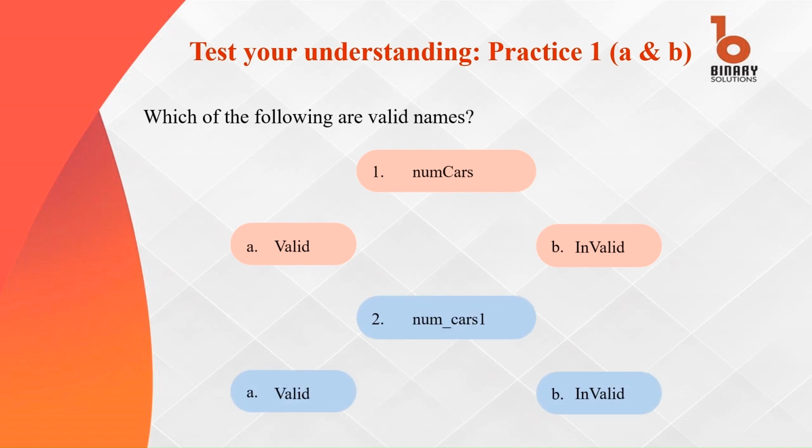Now let's move on to the next one. Check out this identifier, numcars1. Is it valid in Python? Take a moment to recall the naming conventions we discussed. What's your answer? Let's see if you can get this one right too.